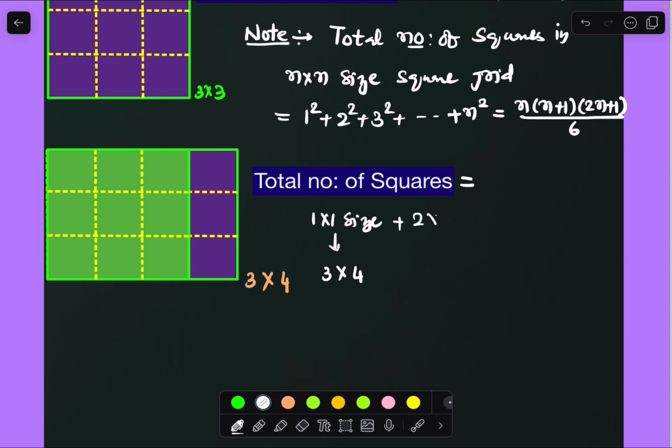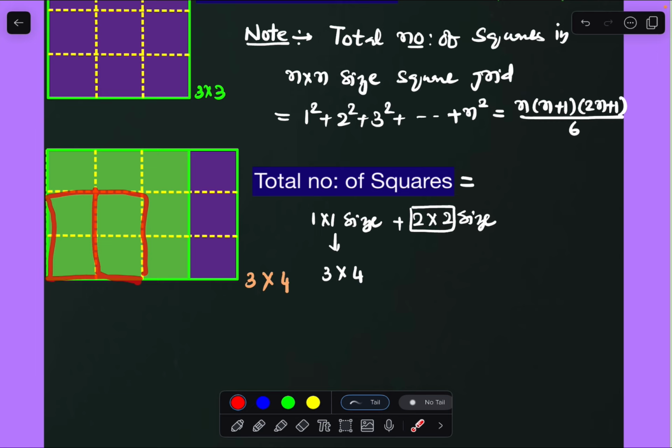And I want 2 by 2 size squares here. Check it once. In one row, how many 2 unit squares are there? We can check it. There is 1, then 2, and one more, 3. So 3 2 by 2 unit squares are there here.